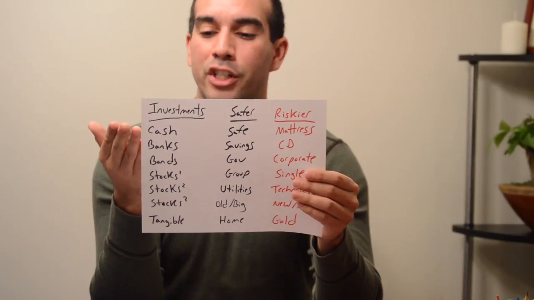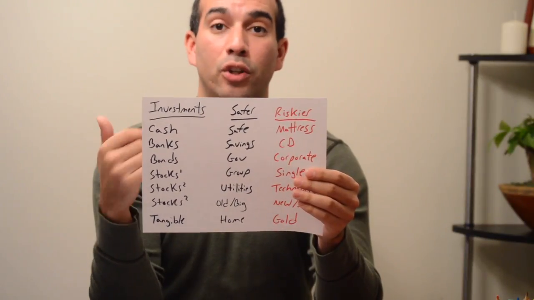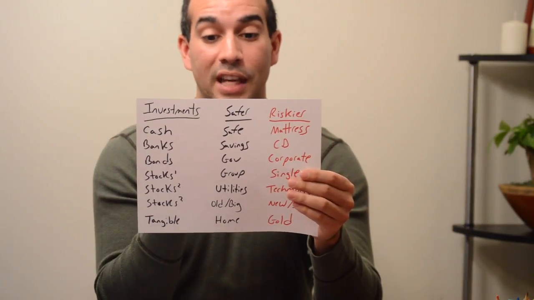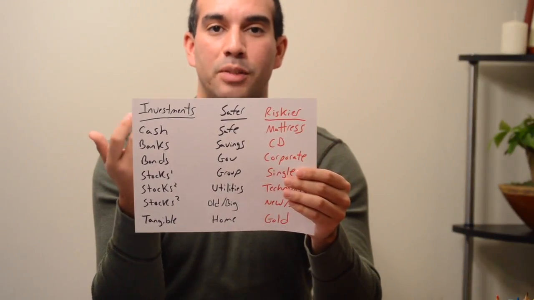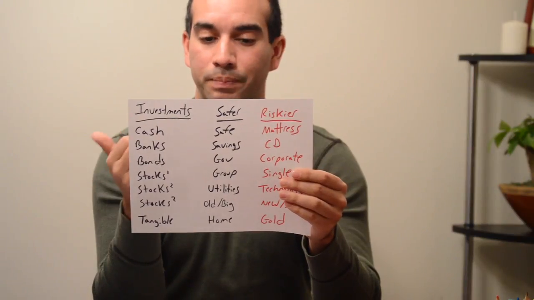The next thing is banks. With cash you're not making that much money, so you may want to put it in a bank to earn interest. What's safe is putting it in a savings account. In a savings account you're making little interest, but you can take your money out at any time you want.